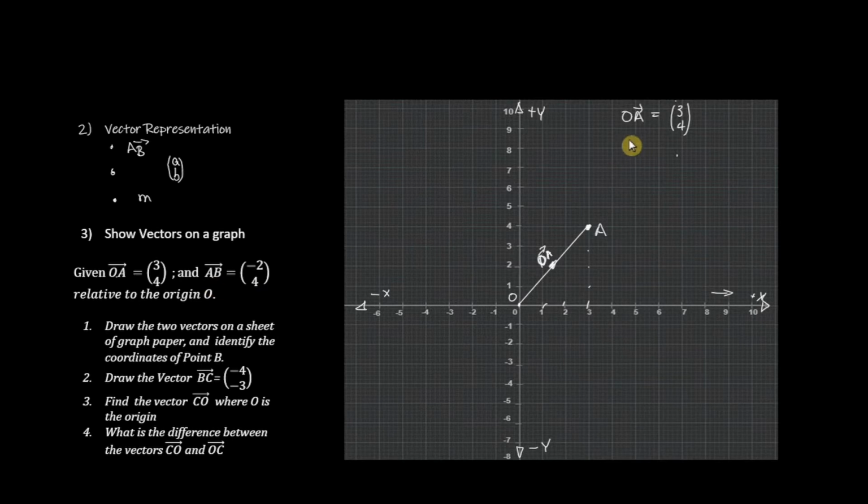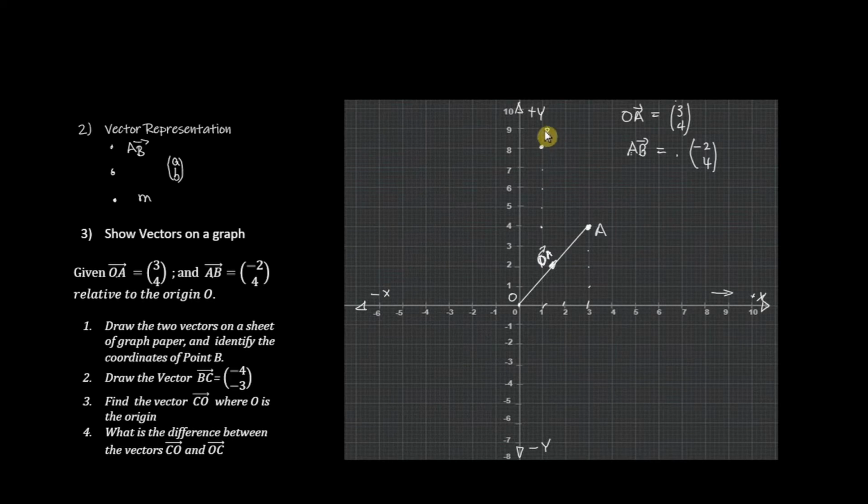Now that we have the vector OA, let us proceed to draw the next vector given, which is AB. AB, the vector going from A to B, is described as having the x component -2 and the y component 4. Notice what we're doing here. We're now going from A to B, which means we're at A going towards B. Based on our sign convention, we're going 2 to the left and 4 upwards. So 2 to the left is 1, 2, and 4 units up is 1, 2, 3, 4. So this is our point B.